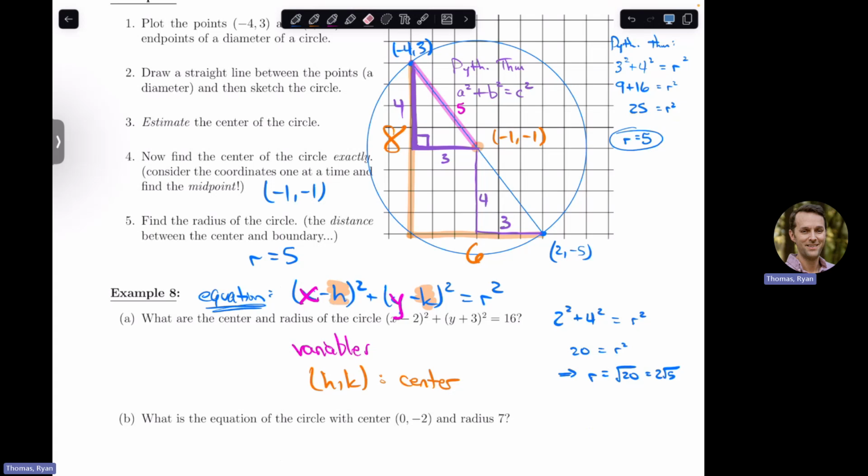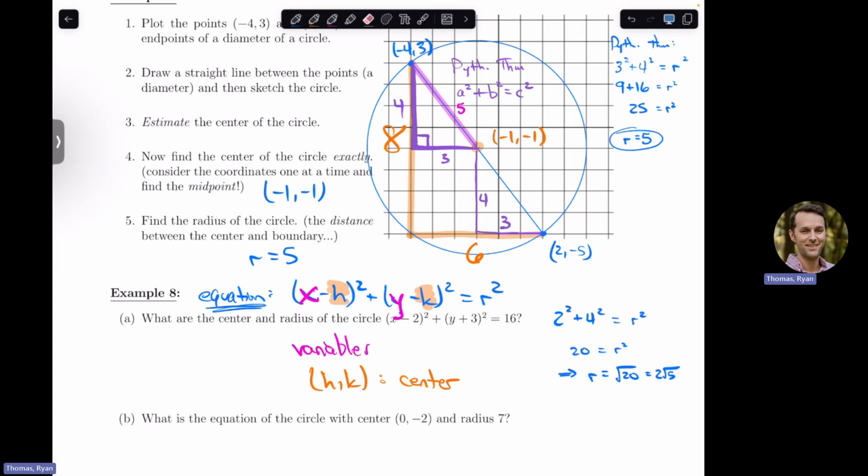Shifts to the left or right, depending on if h is positive or negative, right? So if this is x minus h, it moves to the right. If it's x plus h, then it moves to the left. Okay, so that's the left-right shifting part.